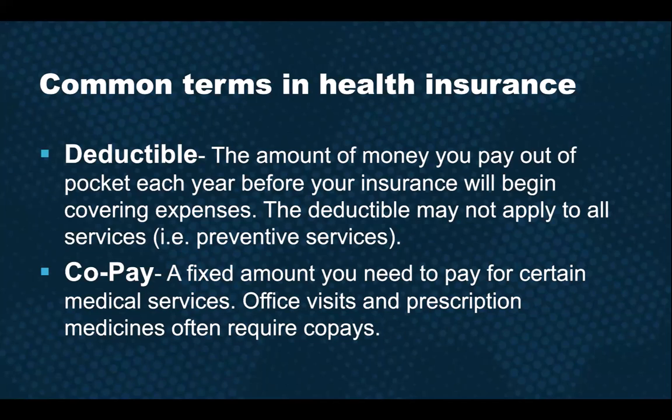A copay is a fixed amount you need to pay for certain medical services, such as office visits and prescriptions. Those are the most common. Sometimes you'll see copays for ER visits too. And again, those are just a fixed amount, and they vary a great deal. We have copays that range on our plans somewhere from, for the office visits, $25 to $35 when you go to an office visit.